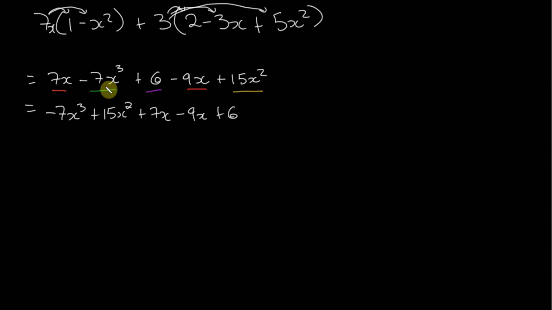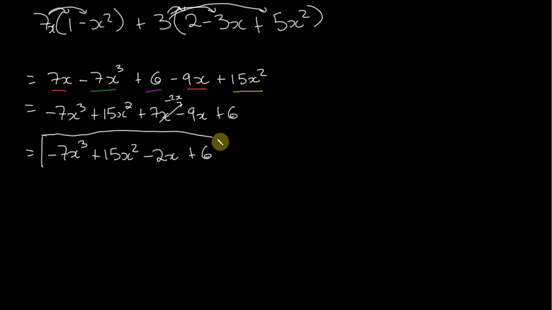And now that we've reorganized this a little bit, we can combine our like terms. So there's no other x cubed terms here, just this minus 7x cubed, so that stays as it is. There's no other x squared terms, just 15x squared, so that can stay as it is. Minus 9 plus 7, that's minus 2, so this is going to be minus 2x, right? That there is minus 2x, and then we're just left with our constant. There's no other constants, that just stays as it is. And whoops, make that a little bit more neat, and we're done.